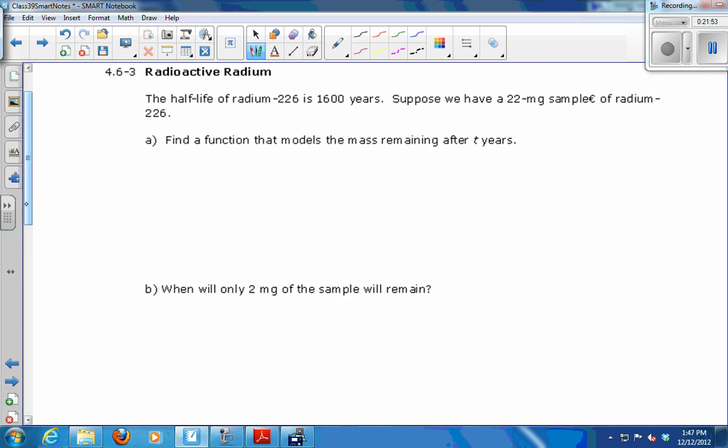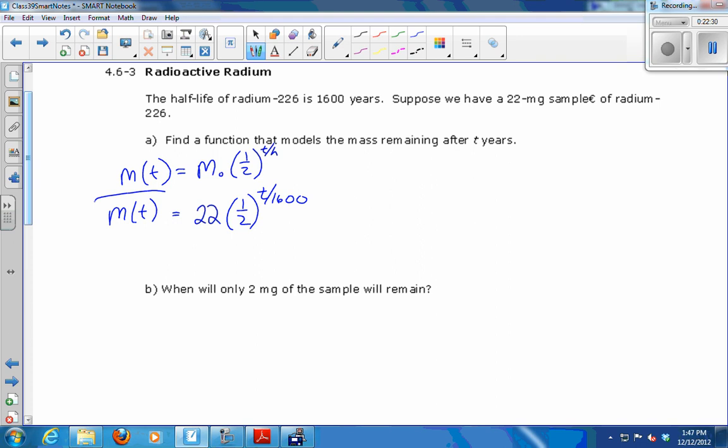So let's try one. We have radioactive radium. It has a half-life of 1600 years. So they've given you half-life. So let's use the model that has half-life in it. My model is M0 times 1/2 to the t over h. And now plug in the stuff you know. I have a 22 milligram sample, so that's my M0. And my half-life is 1600. Put that in for h. And there's my model.